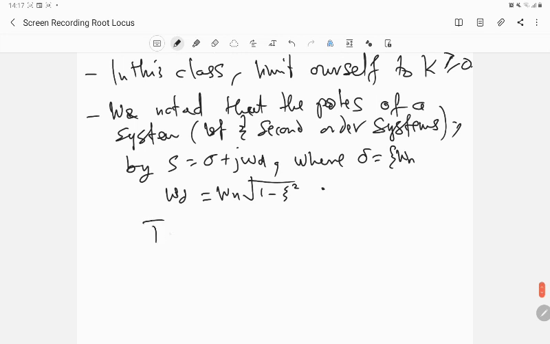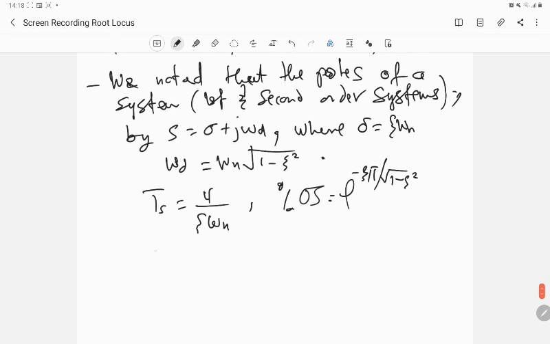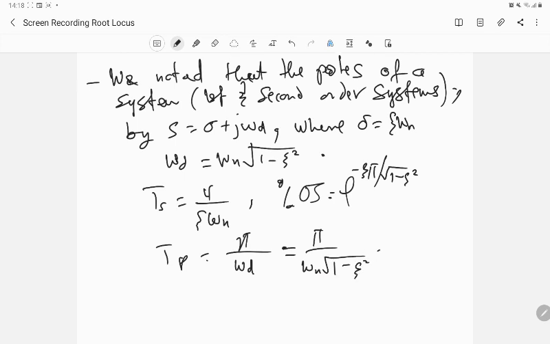We also defined Ts, the settling time, to be 4 over sigma, which is an approximation for the settling time. We said our percentage overshoot equals e to the power of minus pi zeta over square root of 1 minus zeta squared, and our peak time is given by pi over omega d, which is therefore pi over omega n times square root of 1 minus zeta squared.